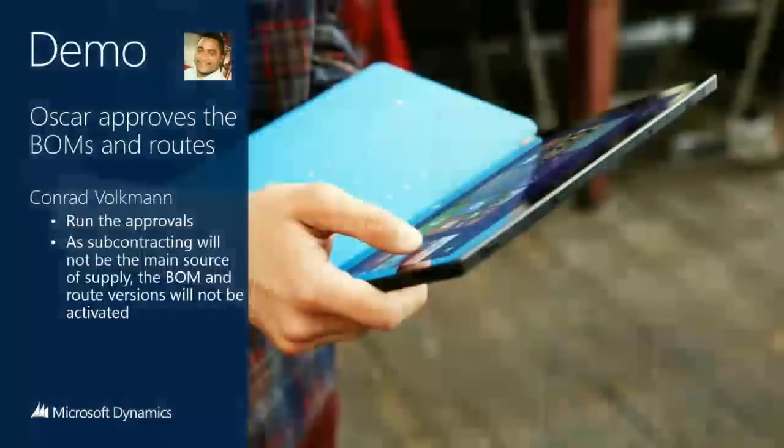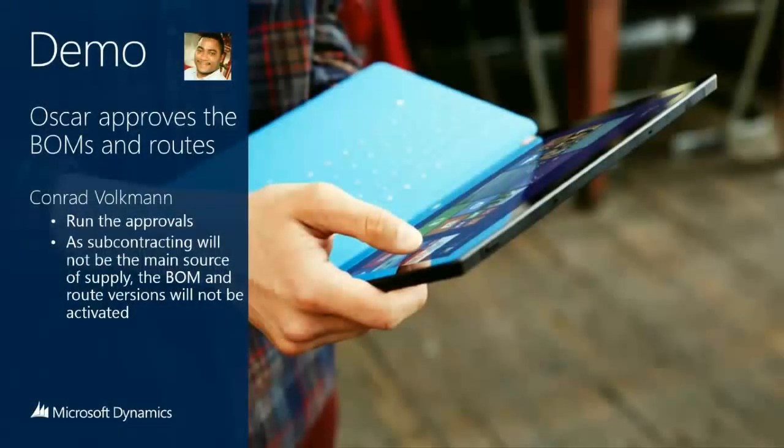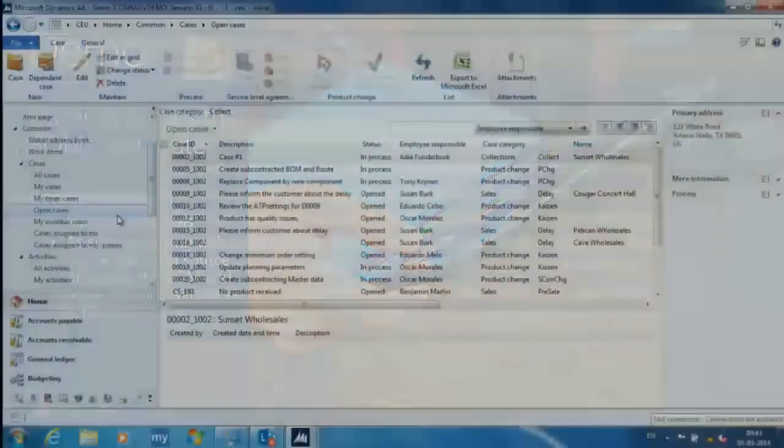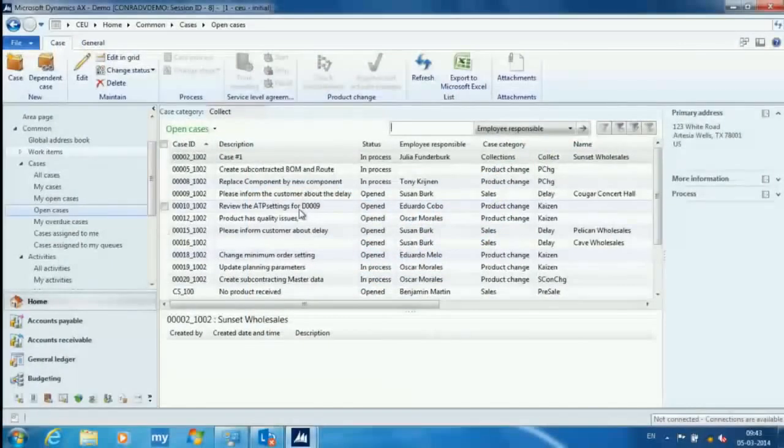So with that, Oscar can now go in and approve the BOMs and routes. This is something that is especially available now for this category of product change case, where we have approval support. So I'm not going to go into the system and into the BOM and route forms as it was in the older versions, but I'm doing this whole approval process. This is now supported from the case.